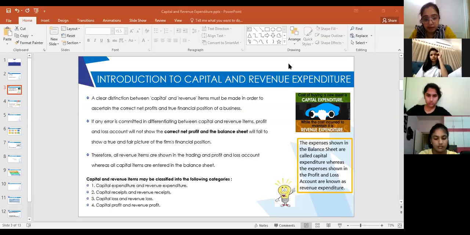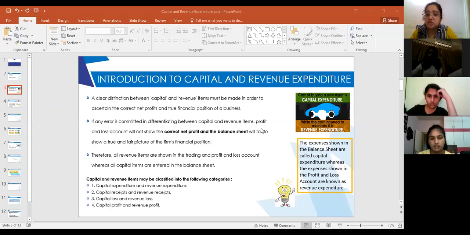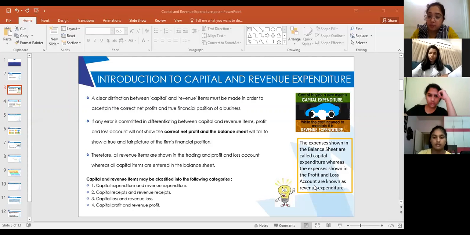Now, which are the different types? You have capital expenditure and revenue expenditure, capital receipt and revenue receipt, capital loss and revenue loss, capital profit and revenue profit. Just look at that tip which I have put. Expenses shown in the balance sheet are called capital expenditures, whereas expenses shown in the profit and loss account are known as revenue expenditures. So the introduction is clear, what I've given you of capital and revenue. Now I'm going to go into details one by one.